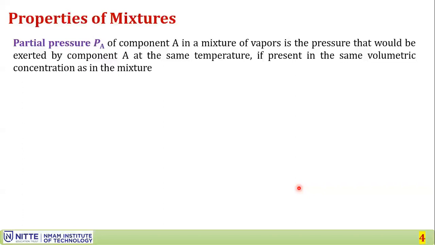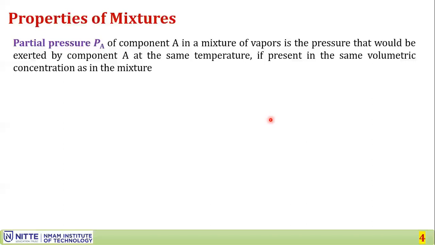Now coming to this particular property, partial pressure. Say a component A is in the vapor phase; it will exert some pressure, and obviously it is in the vapor phase. So at that particular temperature, that pressure you can call the vapor pressure.